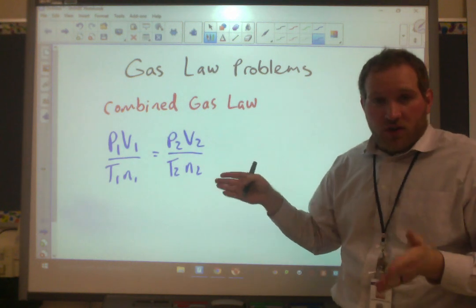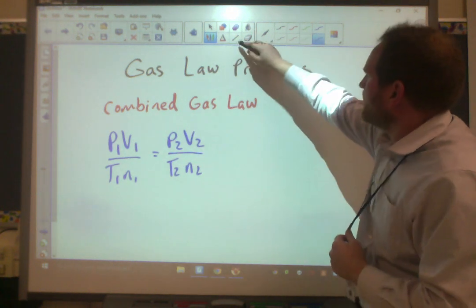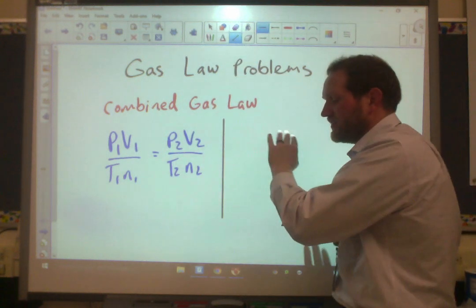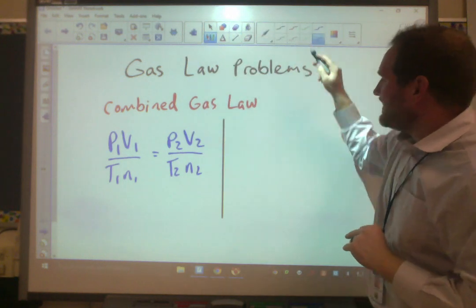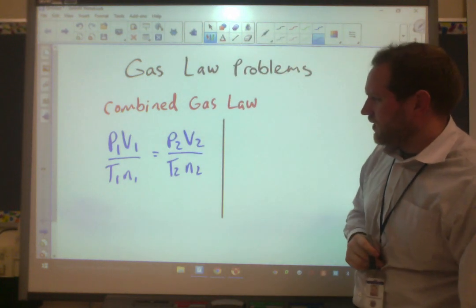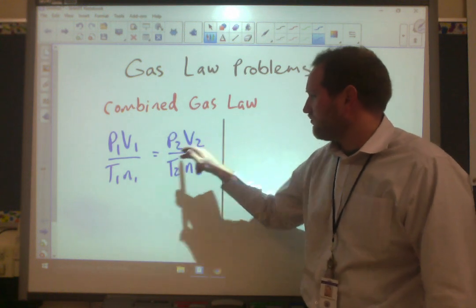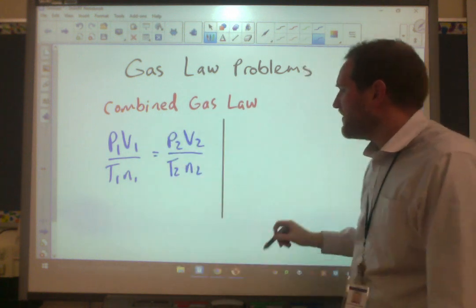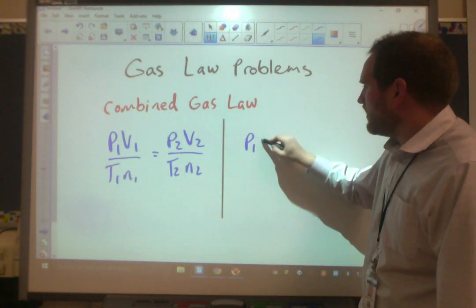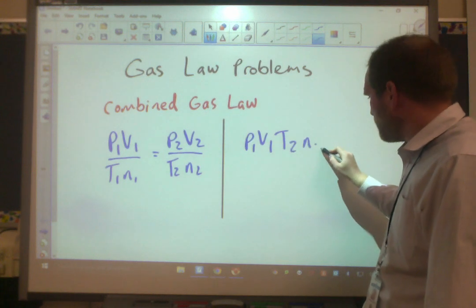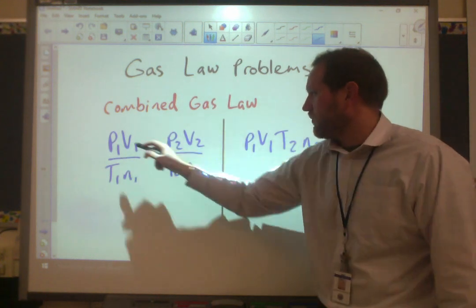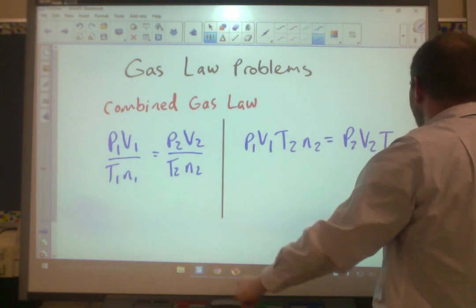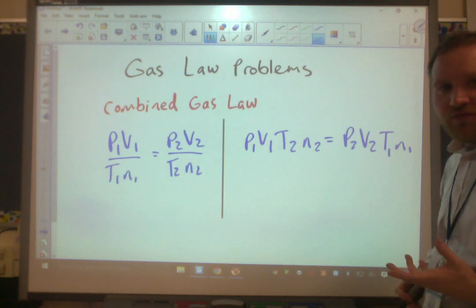Just so you know, there's another way of writing this if we rearrange it a little bit. Some people hate denominators. In fact, I often say I hate denominators. Now, I don't normally write it this way, but if you want to get rid of this denominator, it would reappear up here because you'd multiply T1, N1, and it would go right there. This would go there. So I've seen this written as P1, V1, T2, N2, notice how T2, N2 would go up here, equals P2, V2, T1, N1. So these are two ways of writing the same formula.